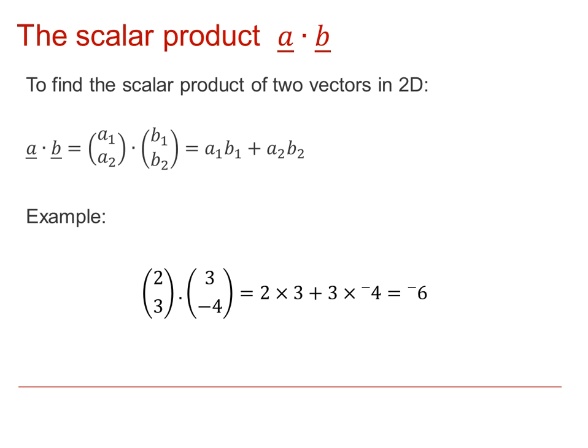Now clearly, because multiplication is commutative, then the dot product is going to be commutative, so that we can say that A dot B must be equal to B dot A.